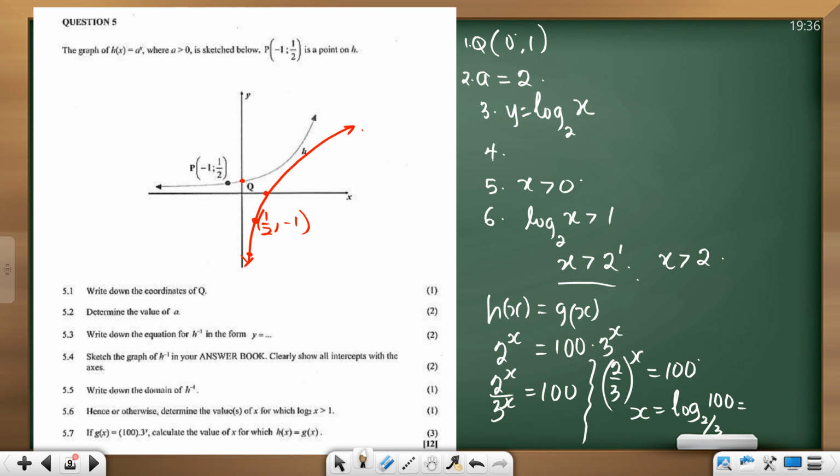The answer must be negative. Understand where this negative came from. I promise you, guys, if you check your calculator, log 2 over 3 is the same as negative log 3 over 2. Can you confirm this for me? Remember the law I taught you? It's the same. We're done. That's where the negative came from in terms of logs.